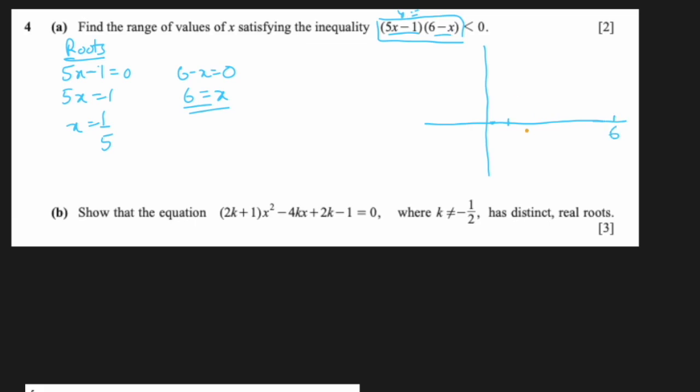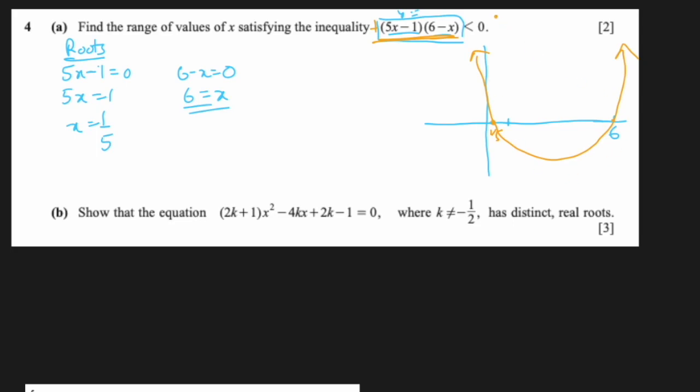Okay. So let me draw it again. This is 1/5, this is 6. These are the two roots where this quadratic graph will pass through. And because there is a positive leading coefficient, there is no negative in front, it will open up. So the graph will look like this.